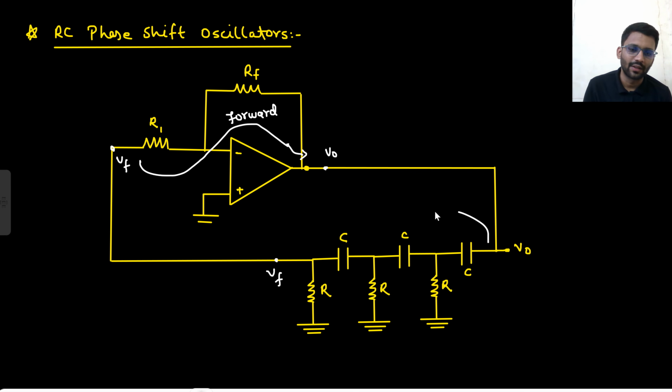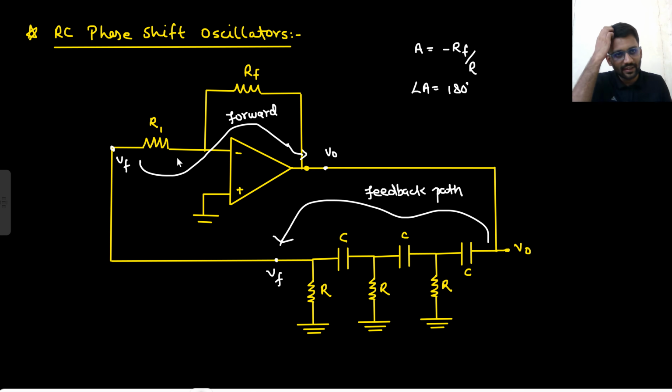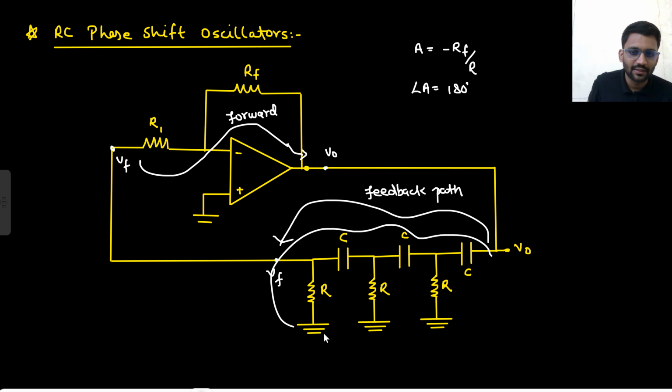And from here to here, this is the feedback path. Right? What is the value of A? A is minus RF by R. What is the angle provided by A? That is 180 degree phase shift. Why so? Because this is an inverting amplifier. From here to here, there will be a phase shift of 180 degree. So from this path, you require a phase shift of 180 degree.